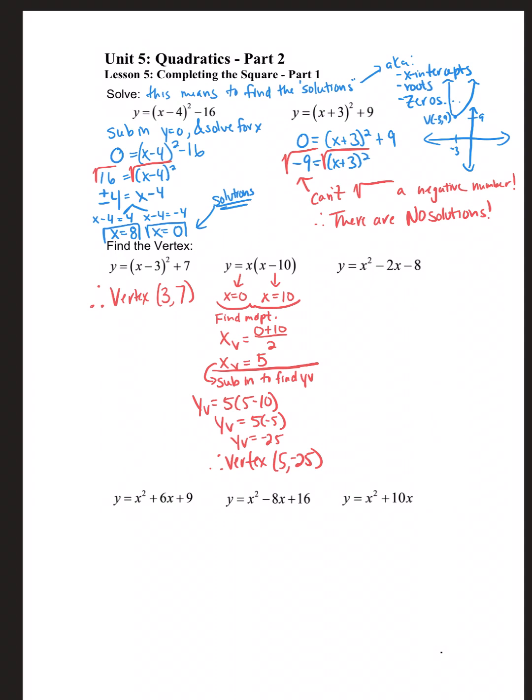And we know that process. And finally, if we were in standard form, how do we go about finding that vertex? Well, we'd have to factor it first and then go back through the process we did on that previous example. So if we factor, we need two numbers that add to -2 but multiply to -8. So those two numbers are -4 and +2. So we'll have y equals x minus 4 and x plus 2.